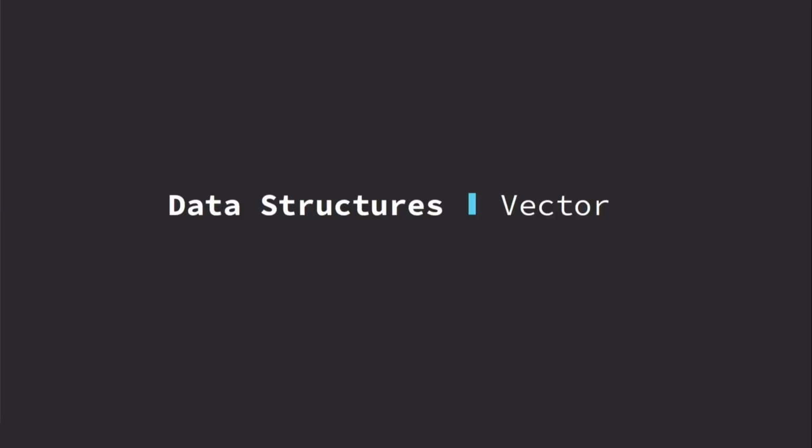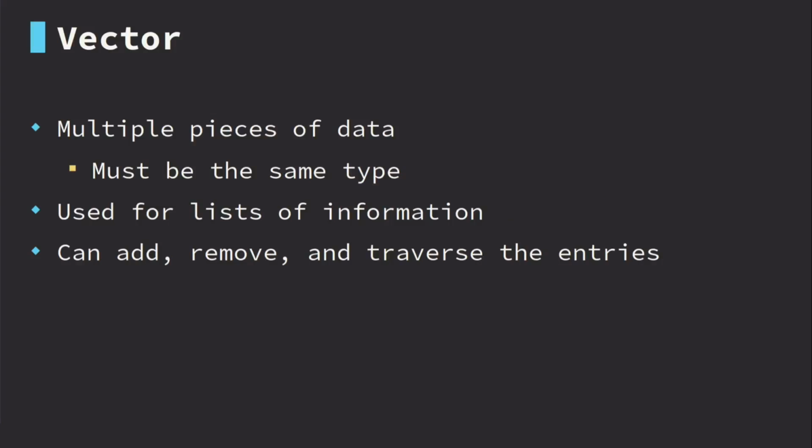In this data structures video, I'll be talking about vectors. A vector is a data structure that allows you to store multiple pieces of data. The data must be of the same type. So you can store numbers, you can store strings, you can store an enumeration or structure that you make in your program. They're used for lists of information.